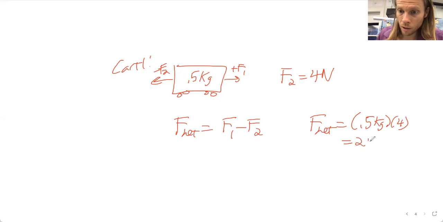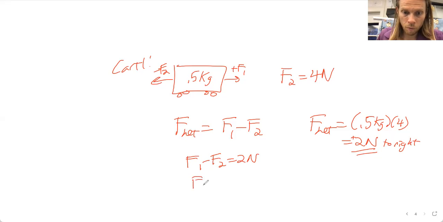So for all of these carts, the net force on them was 2 newtons. They're all moving together at the same acceleration. They all have the same mass. So all of them experience 2 newtons to the right total, which means that this equals 2. So F1 minus F2 is 2. F1 minus 4 newtons is 2 because we solved for the last one. The tension in this one is 4 newtons. So F1 is 6 newtons to the right.